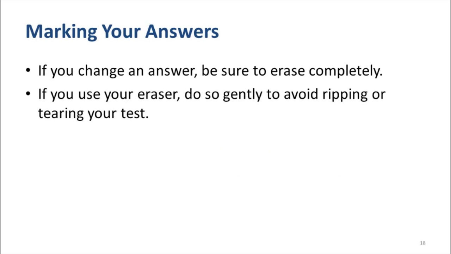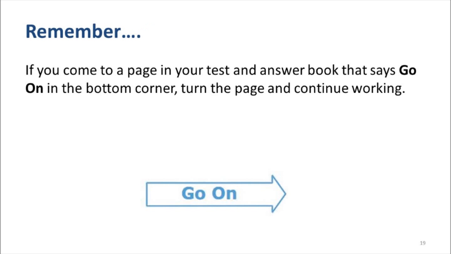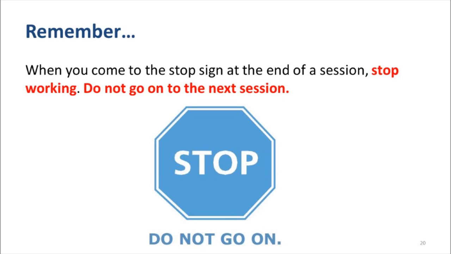If you change an answer, be sure to erase completely. If you use your eraser, do so gently to avoid ripping or tearing your test. Remember, if you come to a page in your test and answer book that says Go On in the bottom corner, turn the page and continue working. When you come to the stop sign at the end of a session, stop working. Do not go on to the next section. You may only work in one section at a time.